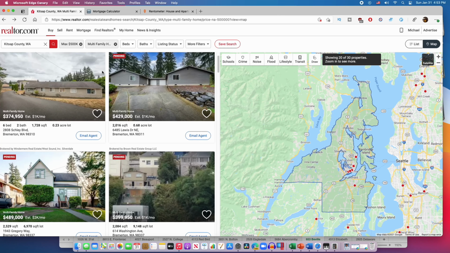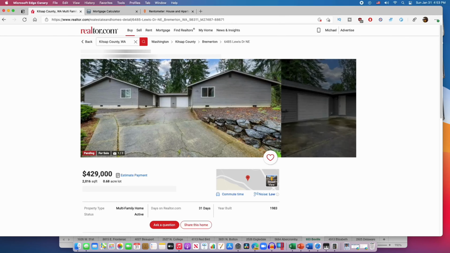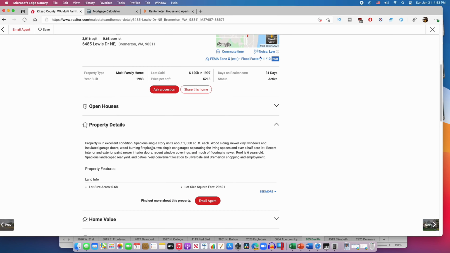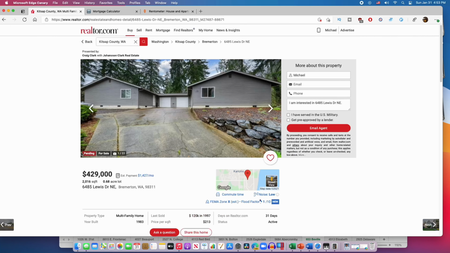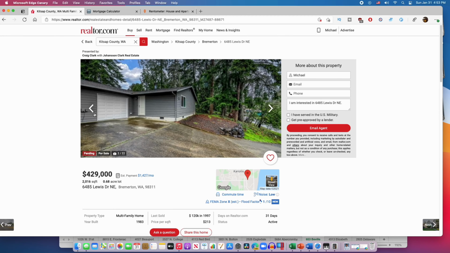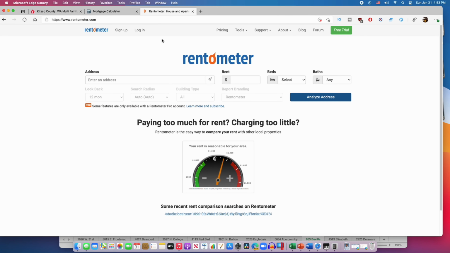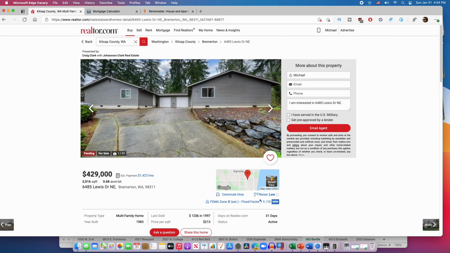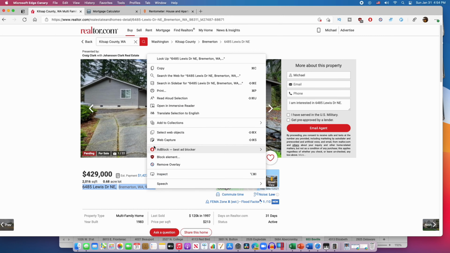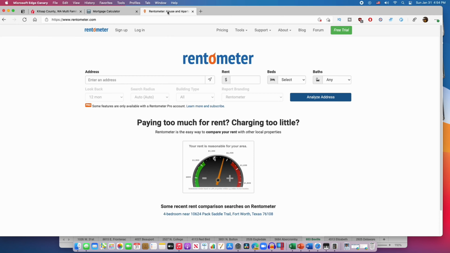And then let's see. This is a 6. This looks like a 2. Property's an excellent spacious thing. So we're going to assume this is a 2 unit. This looks like a 2 unit to me. Great. So the first thing we need to do is figure out what rent is going to be in this area. So this is 6485 Lewis Drive, and we're going to put that into a website called rentalmeter.com.